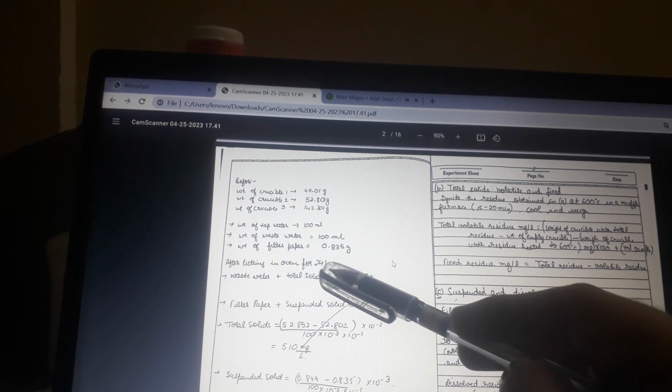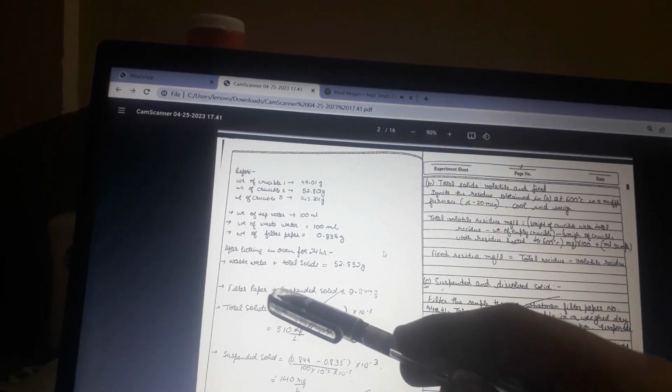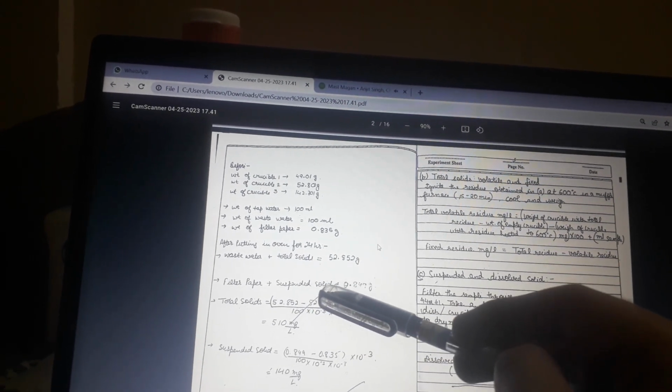After putting in the oven for 24 hours, wastewater plus total solids is equal to 52.852 gram. Filter paper plus suspended solids is equal to 0.849 gram. Total solids is equal to 52.852 minus, then this comes the answer.